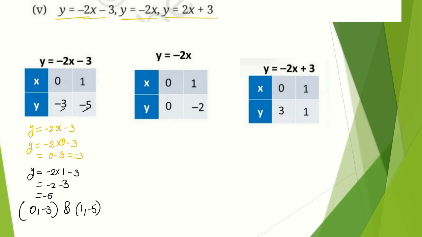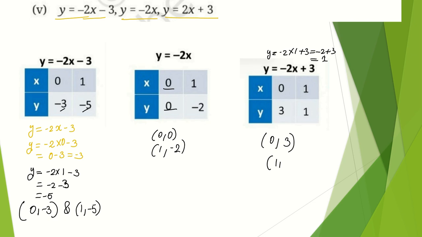Okay, now in the case y is equal to minus 2x, it's clear, x is 0, y will be 0. So x 0, y 0. If x is equal to 1, y will be minus 2. Here minus 2x plus 3, if x is equal to 0, y will be clearly 3. x is equal to 1, how will it be? y will be minus 2 into 1 plus 3. That is minus 2 plus 3. Minus 2 plus 3 means 1. Subtract and put the sign of the greater number. So it will be (1, 1).